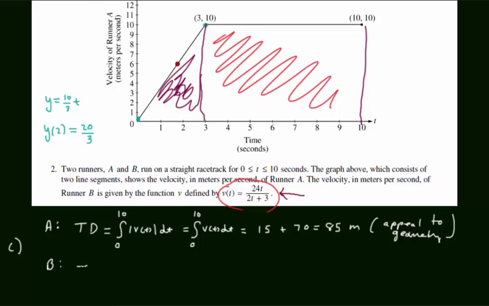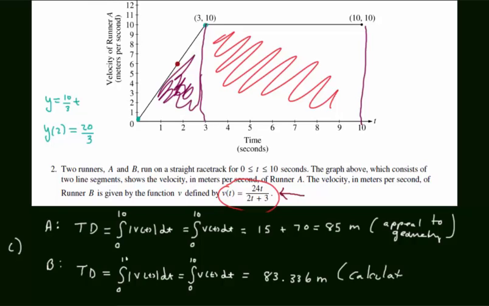Now for runner B, the total distance is going to be the integral from 0 to 10. Same idea, the absolute value of v of t dt, but runner B's velocity is also always positive, so I don't need the absolute value. I evaluate that on my calculator to get 83.336 meters. That's done on the calculator. And that is the end of lesson 2A.